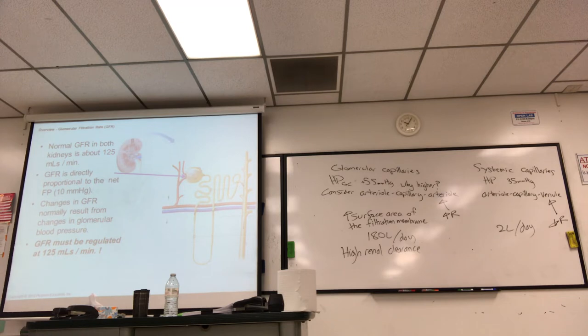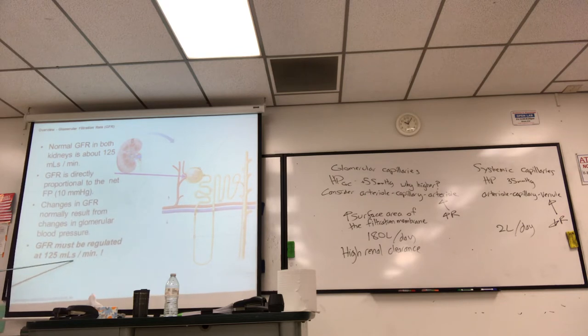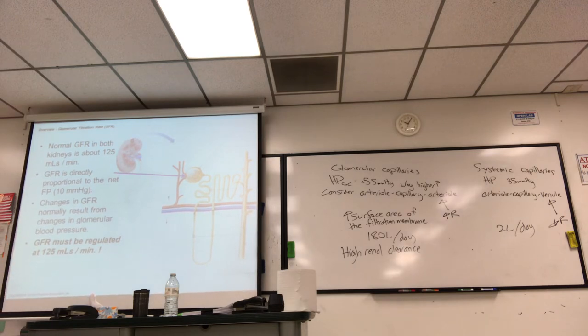It's directly proportional to that NFP, or just net filtration pressure. Remember, we calculated it to be 10? So these match, right? So if you increase the pressure, you're going to increase the filtration rate, and vice versa. And so the take-home message here is, it can change, but you want to keep it at a homeostatic level. So that's the key here for a student to understand. How does the kidney maintain the 125 mils a minute?